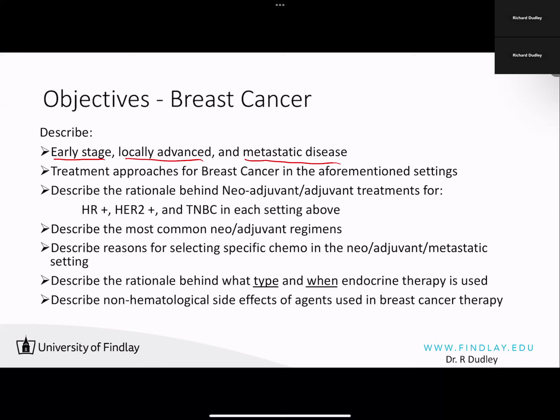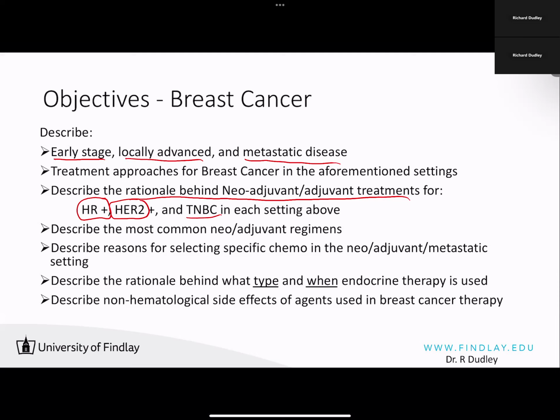And I think it's important, again, as pharmacists, that we understand why we're using a particular drug combination. Why are we using a particular regimen in hormone receptor positive disease? Why are we using certain drugs for HER2 positive? Why do we use certain drugs in the triple negative setting?